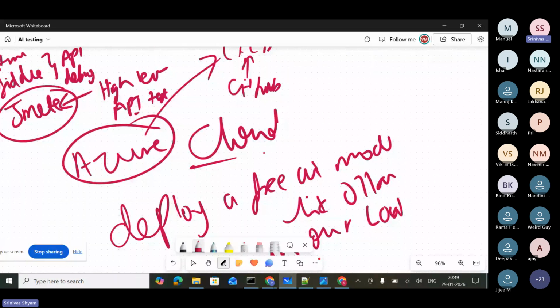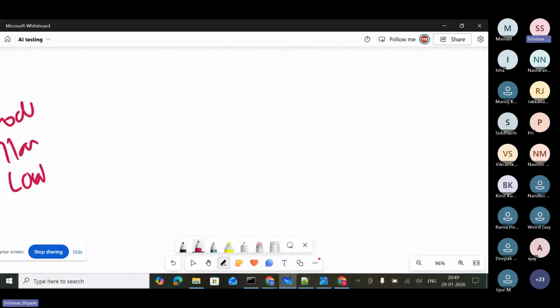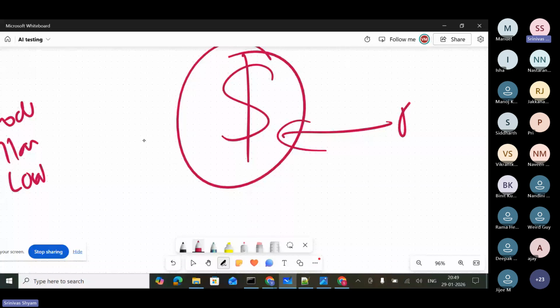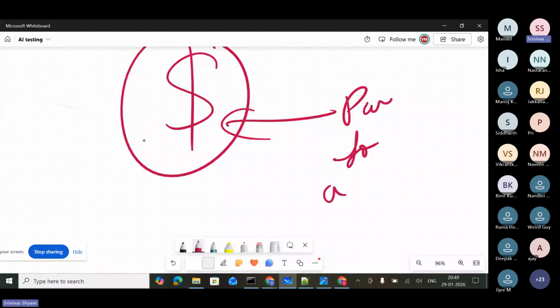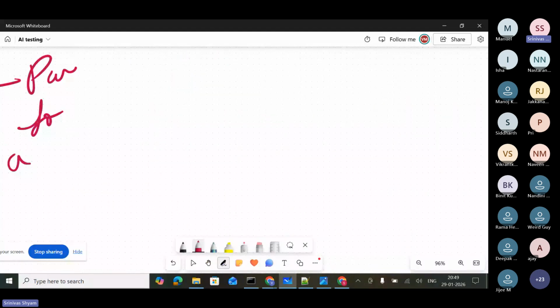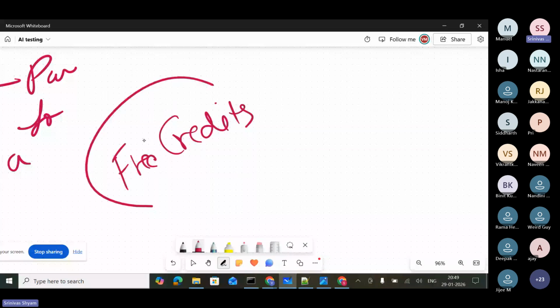And as someone asked me last time, just to give a quick summary again: you don't need to pay for any tool here. It's totally zero cost. Whatever I'll be showing here, you will be doing hands-on, and the only thing you will be using is free credits. Some things are paid, like the OpenAI API and GPT, but you will be using free credits only for that. You will not pay anything.